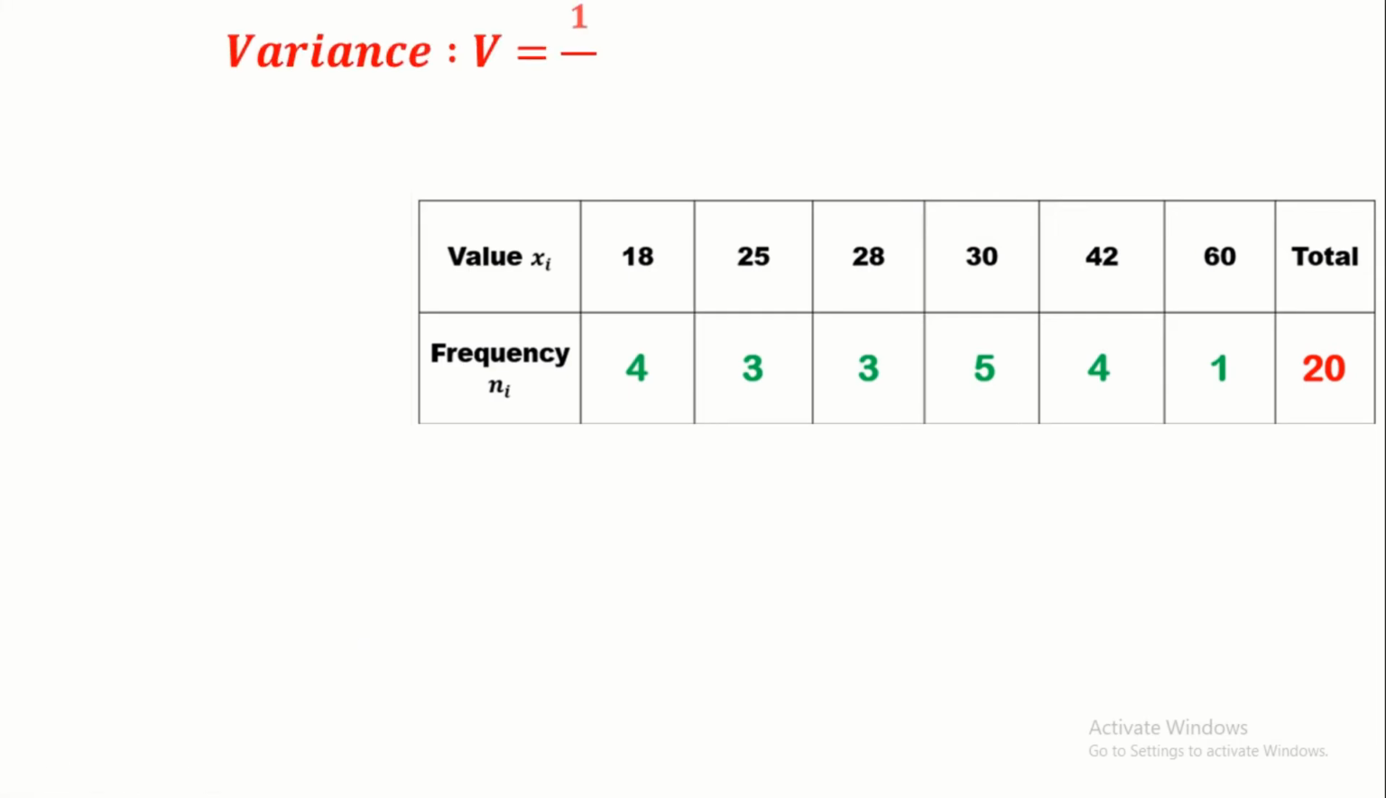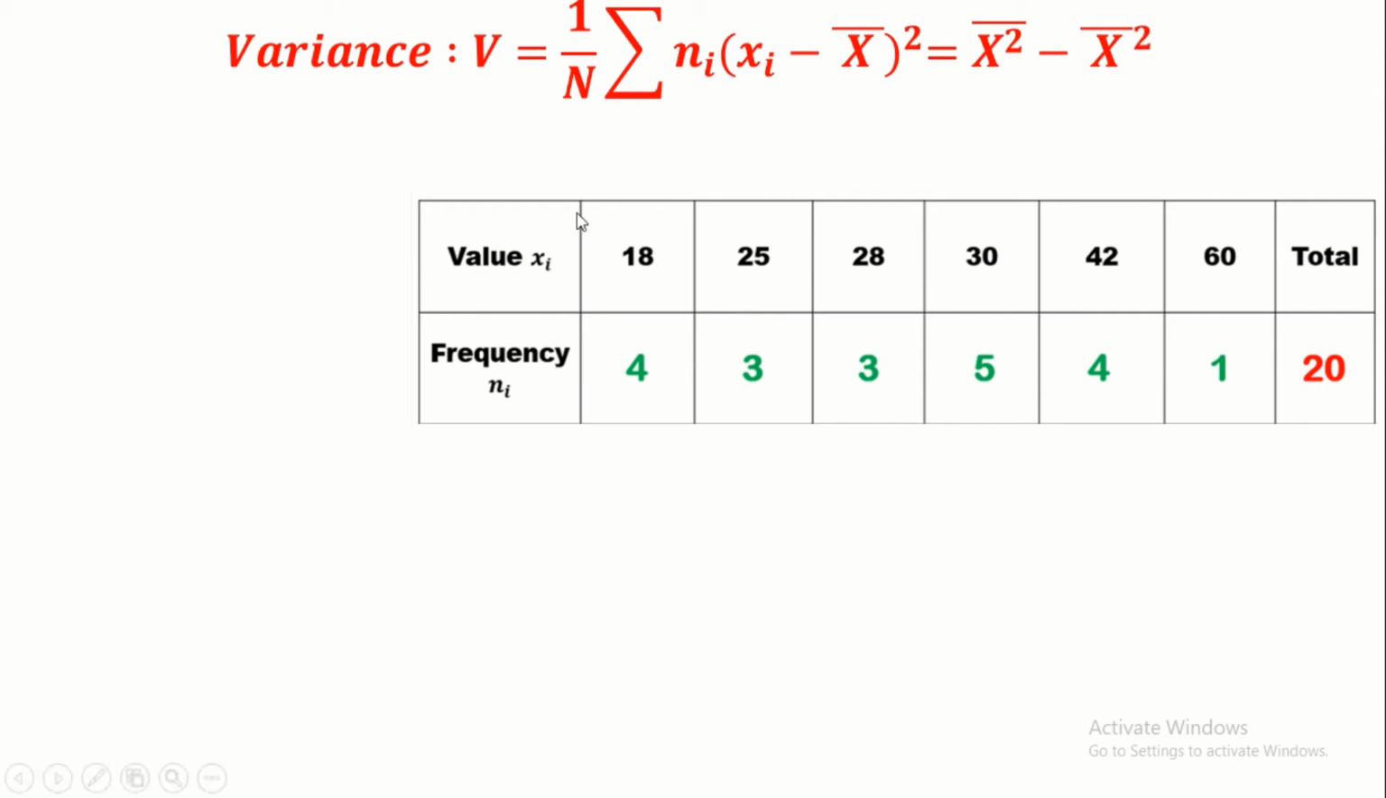Now what about the variance? Actually, we can calculate the variance using 2 methods. We define the variance by V equals 1 over n summation ni into (xi minus x bar) all squared.